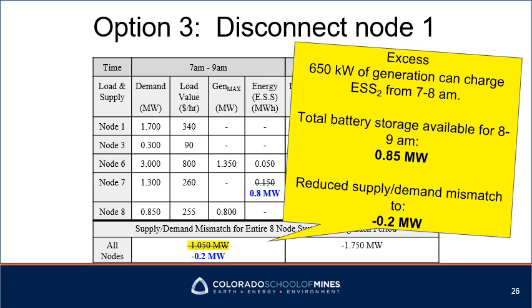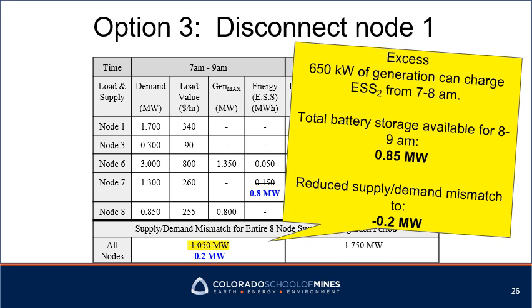So node 1 is disconnected right at 7 a.m. and the now excess of 650 kilowatts of generation will be used during that hour to charge the nearly empty batteries during the 7 to 8 a.m. hour. Then at the start of the 8 a.m. hour, the new battery storage available is 850 kilowatts. And this improves the supply-demand mismatch from 1.05 megawatts to 0.2 megawatts.